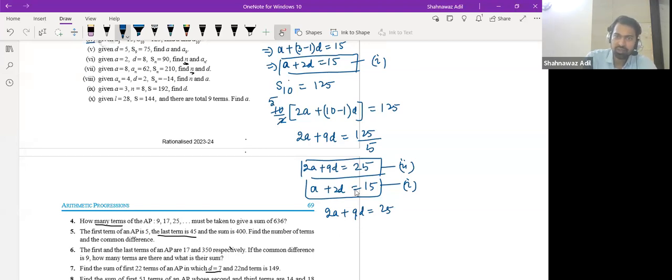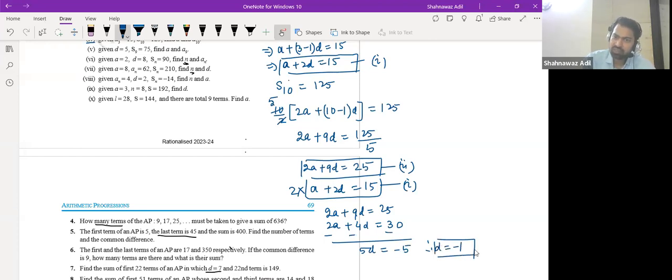So these are two equations, right? Linear equations in two variables. So you have A and D, these are two unknowns, and you have to solve these. So you have to multiply this by 2. So this would be 2A plus 4D equal to 30, right? So this will cancel out, and you have 5D equal to minus 5. So D would be minus 1, right?